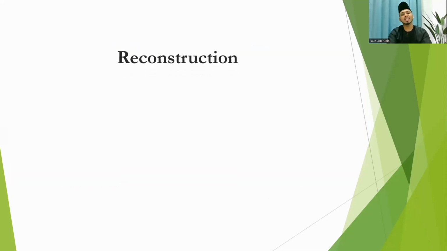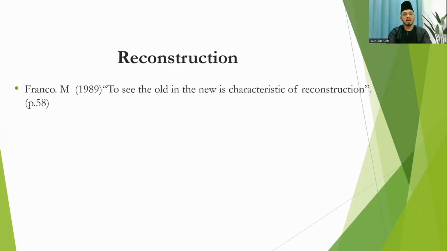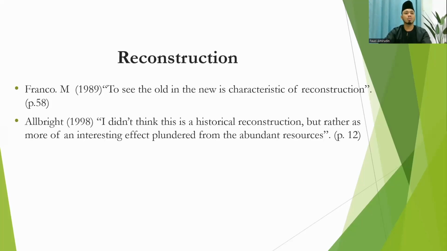The theory of reconstruction is used to examine the creative process of the choreographies. In Franko, to see the old in the new is characteristic of reconstruction. The old thing here means something that is said to be original and fixed. This method is given a new lease of life when the use of something old is said to be a process of reconstruction. Although reconstruction is mostly attended to the revival from archival sources, here I refer to Albright.